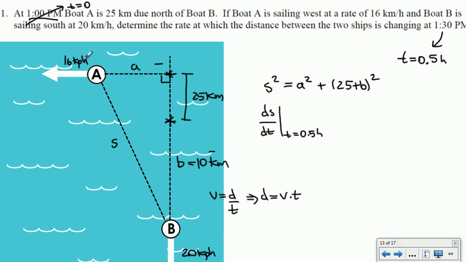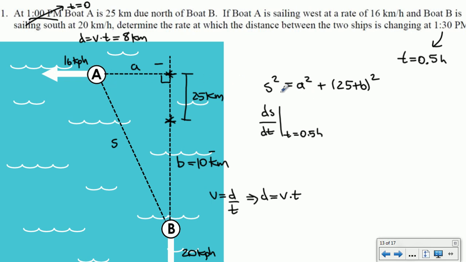And A, traveling at 16 kilometers per hour, we can get its distance by multiplying velocity times time. So we would do 16 times 0.5 again, and that would be 8 kilometers. So at 1:30, A is 8 kilometers west of its initial position.